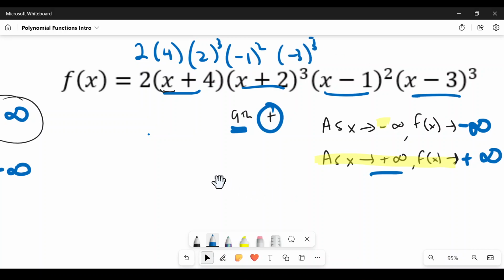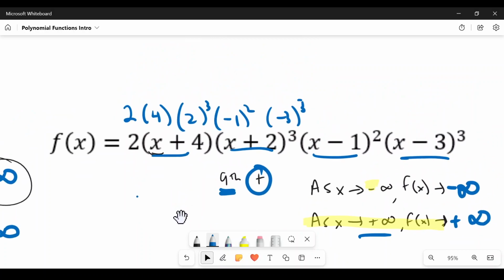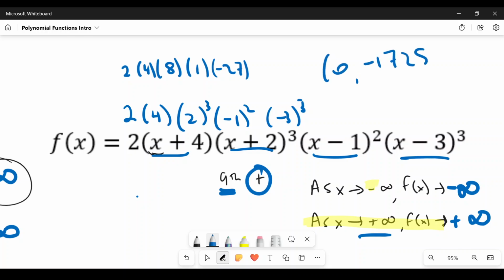So obviously this is something you'd probably just do in your calculator. I've got 2 times 4. I'm doing my exponents first because you have to. Negative 1 squared. Negative 3 cubed is negative 27. So the y-intercept is whatever that multiplies to be. 2 times 4 times 8 times 1 times negative 27 is negative 1,728.